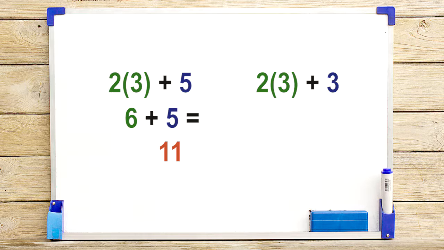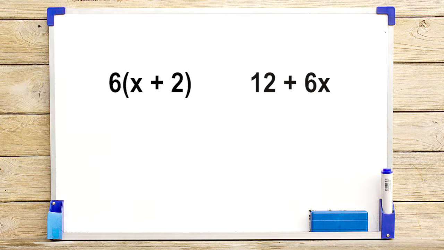Now we will substitute a 3 in for the variable r in the second expression. 2 times 3 equals 6, and 6 plus 3 equals 9. Because the two expressions do not give the same result when substituting in a 3 for the variable r, they are not equivalent. For our last problem, let's use algebra tiles to model the two expressions.